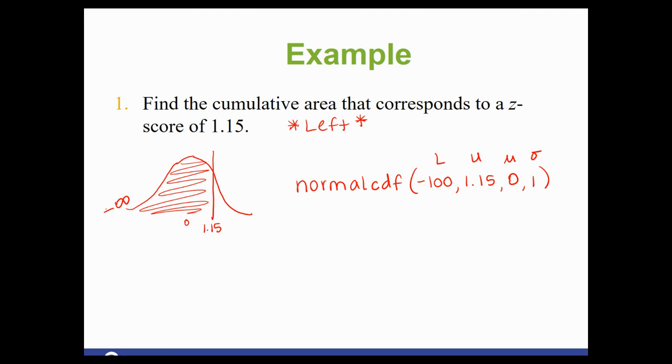So this is exactly what I'd be looking for if I want to see your work on something. Showing me what function you use, all of those numbers you plug in, and then the answer you get out from it. So for this one, we would get 0.8749.